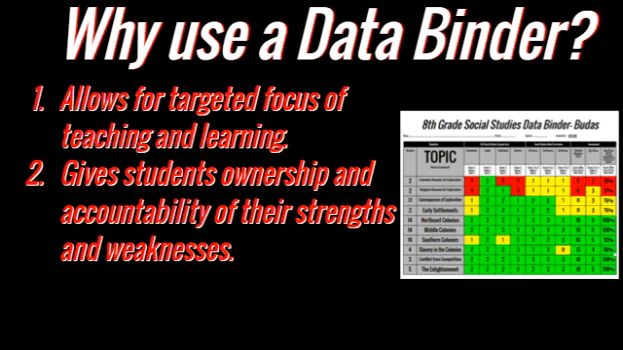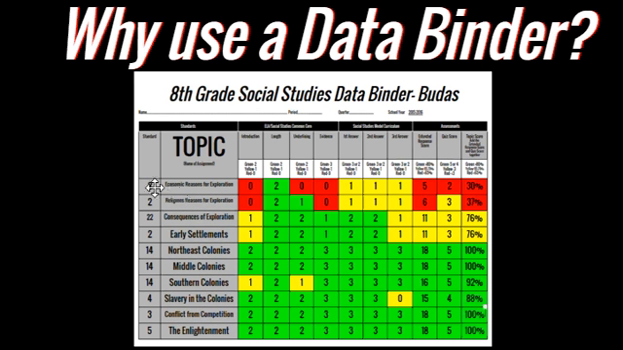It also gives students ownership and accountability for their strengths and weaknesses. So as each assignment is done, students fill out these rows in their data binder. They're writing in what they got for each category, the score that they got in each category, and then they are color coding their scores based on green, yellow, or red. Green means they're doing wonderful, yellow means they can show some improvement, and red means that they are not understanding. So this gives them the ability to clearly see where their strengths are and also where their weaknesses are.